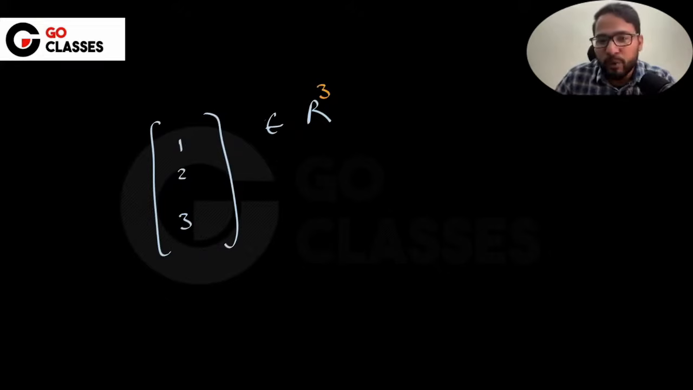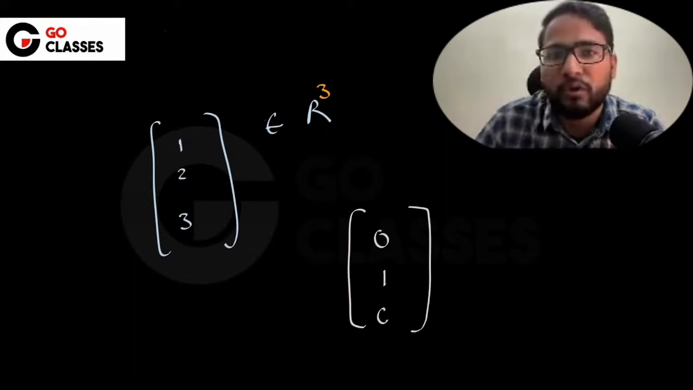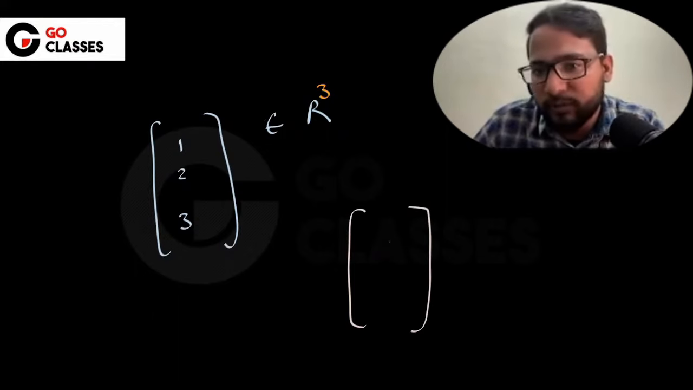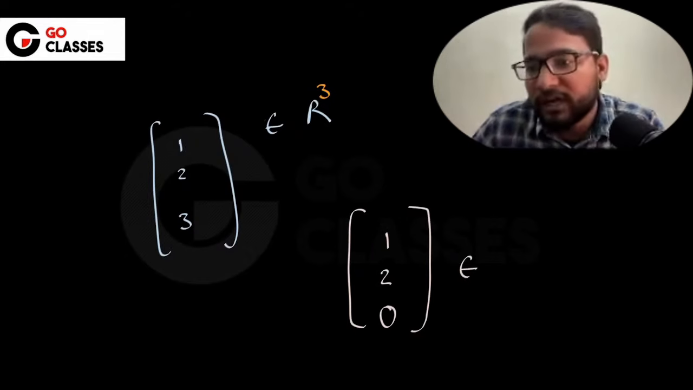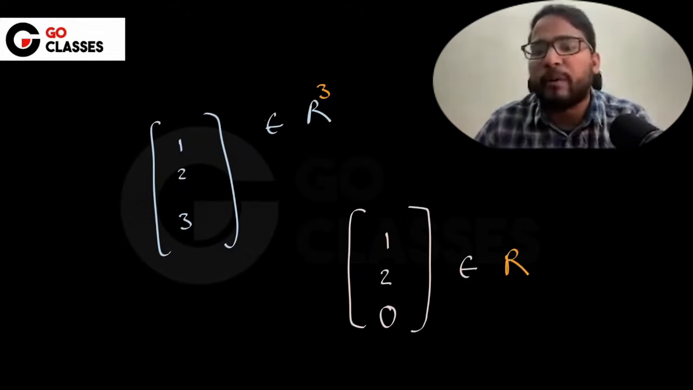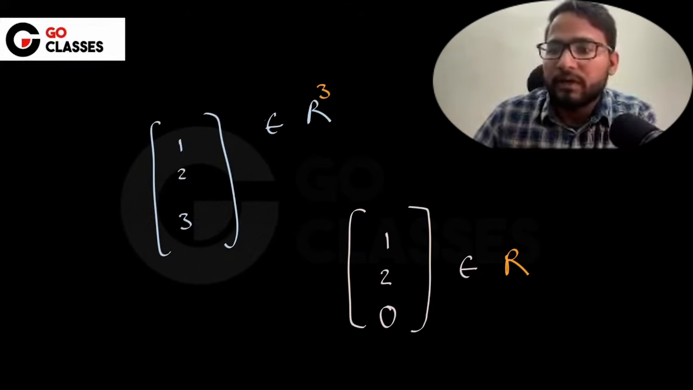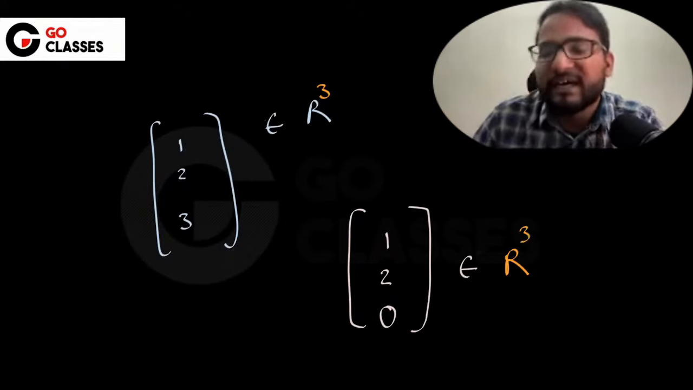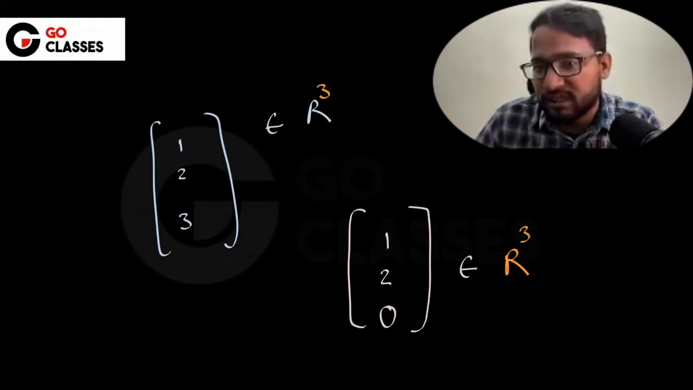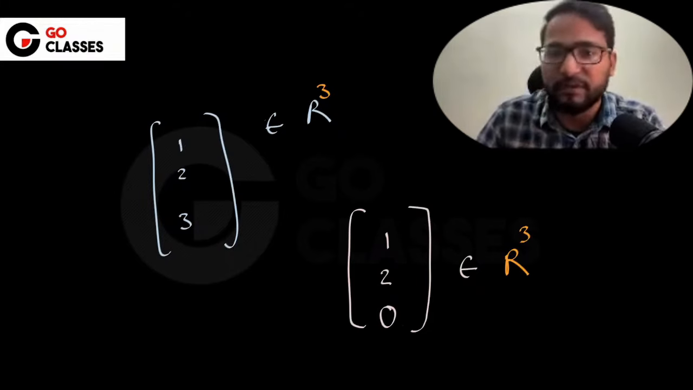Now, let me ask you one more question, which might be tricky, but it's a very easy question. Let's suppose I just give you 1, 2, 0. This vector is in which dimension? This vector is in R2 or R3, because remember, one of the coordinates is 0. This is also an R3, right? It does not matter what the value of these coordinates is. Could be 0, could not be 0, but it is having three dimensions, I mean three coordinates.